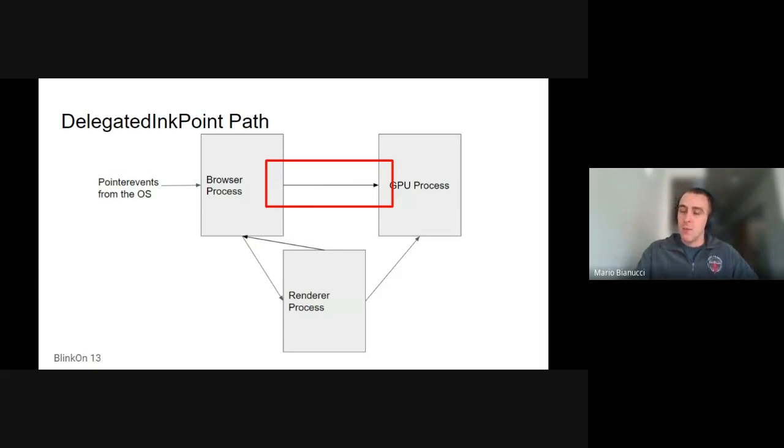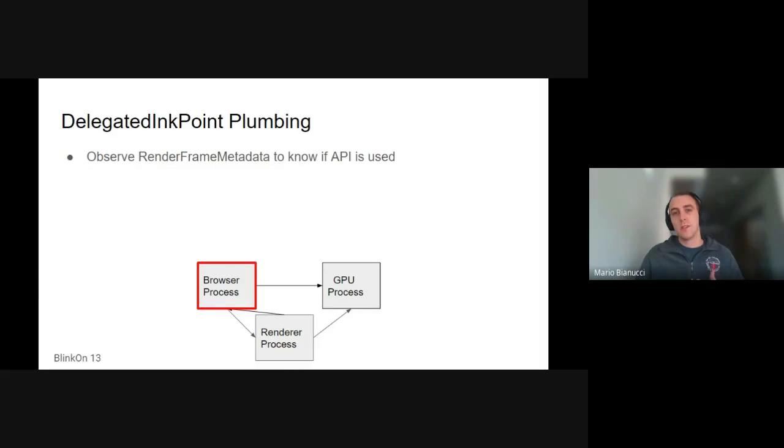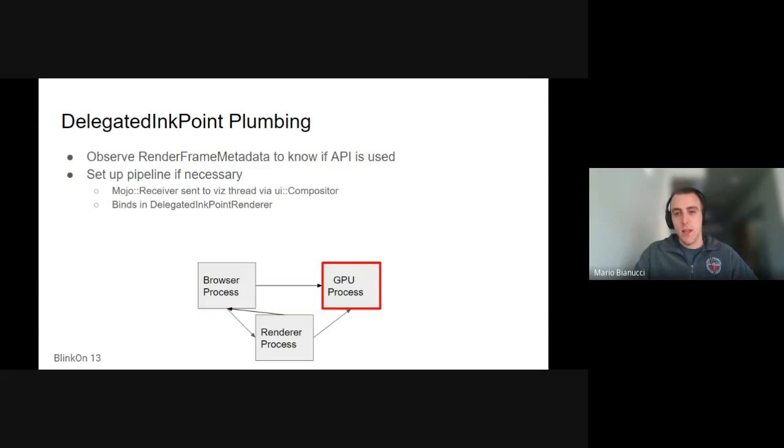As far as the Delegated Ink point path goes, you'll see it's also very, very straightforward. The first thing we do is observe that render frame metadata that I mentioned to know if the API is actually being used. If it is, we set up the pipeline. If it's necessary, we only have to set it up one time. But if the API is then later used on a different tab, we have to destroy it and recreate it again. The Mojo receiver is sent to the viz thread via the UI compositor and then binds on the Delegated Ink point render.